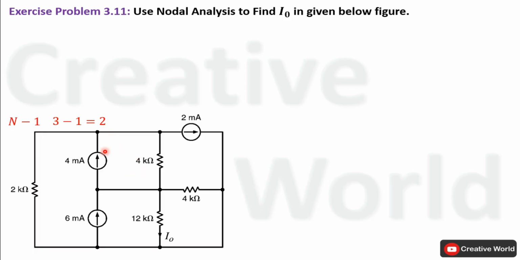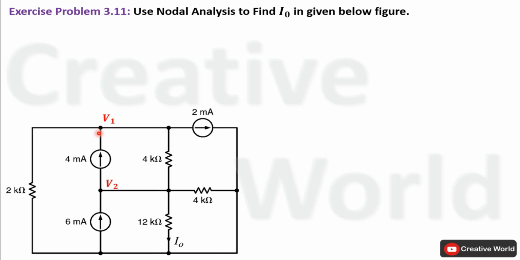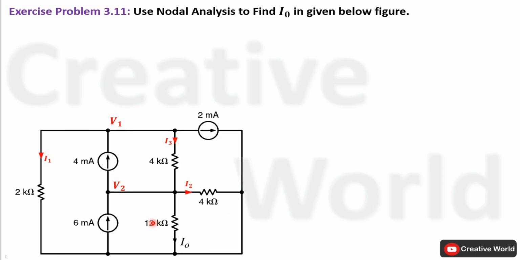In the next step, we have to label all unknown non-reference node voltages. This node voltage is labeled as V1 and this node voltage is labeled as V2. This node will be considered as the reference or ground node. In the third step, we have to assume all unknown branch currents along with their directions. Now we will apply Kirchhoff's current law one by one on these two nodes to find their node voltage equations. We will start from here.